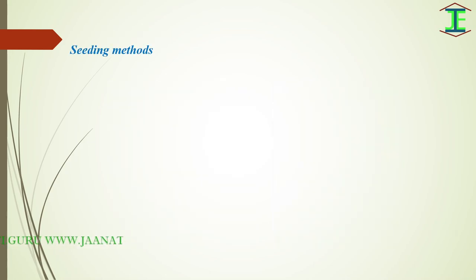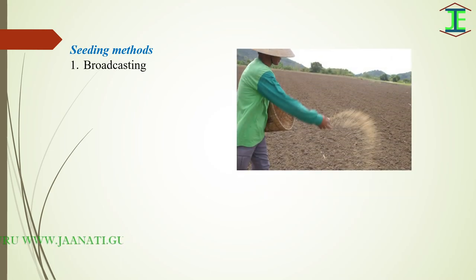Next topic is seeding methods. There are different seeding methods. First one is broadcasting. Broadcasting is nothing but random scattering of seeds in the field like this. So random scattering of seeds is called broadcasting. We can also use the mechanical broadcasters.